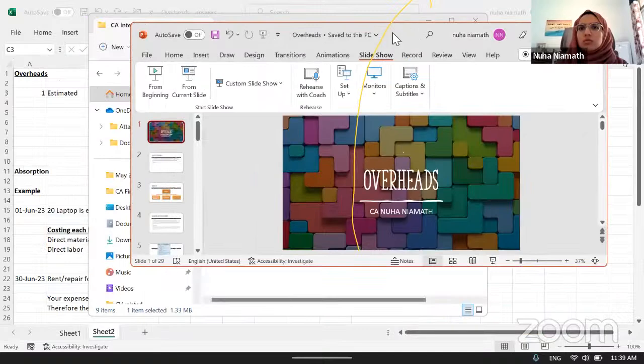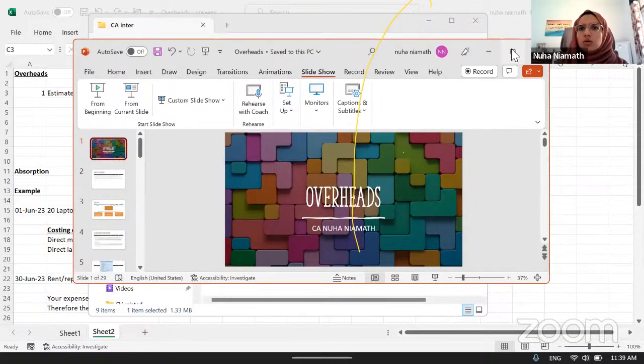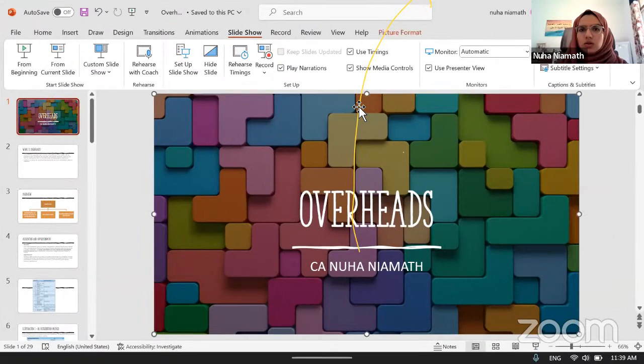Can someone please remove what was drawn? What is this on the screen exactly? Yeah, okay. Yeah, okay.